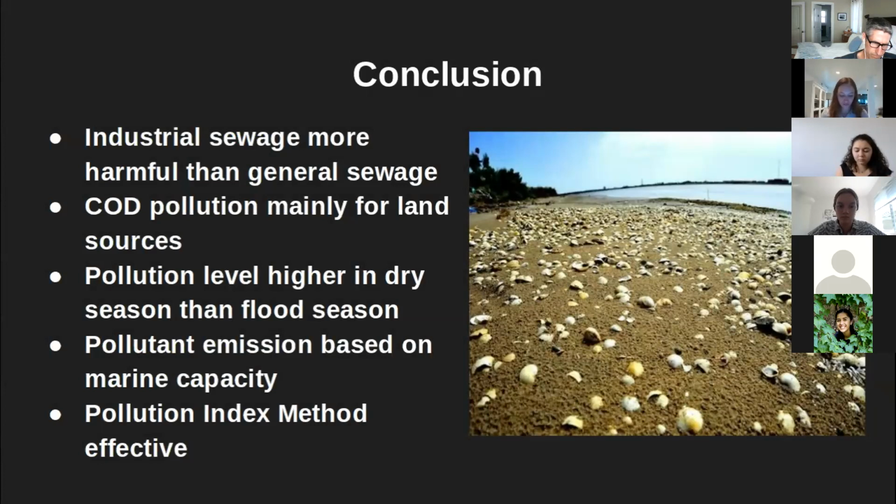Generally, it is determined that the pollution level is actually much higher in the drier season than the flood season based on the data and the graphs. At the time of this article, controlling pollutant emissions should be carried out based on the marine environmental capacity, which should bring more attention to the distribution of pollutants during the dry season. And in the end, the pollution index method was considered useful and effective for the assessment of water quality in coastal environments. It can reasonably quantify the spatial distribution of pollution, which means it is definitely a reliable indicator.